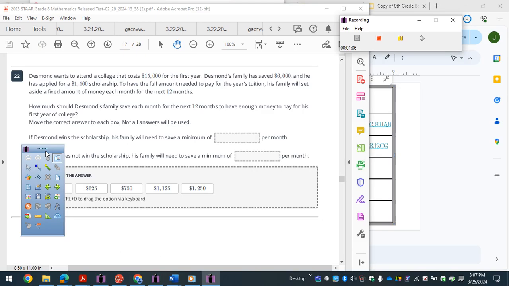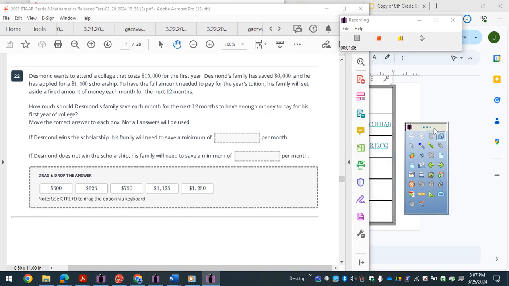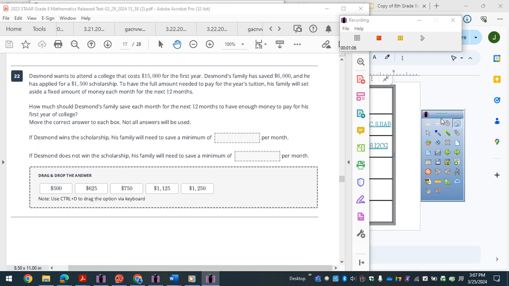Okay, so let's see what's going on. This one here, Desmond wants to pay for college. It costs $50,000 for the first year. Desmond's family has raised $6,000 and he has applied for 1,500 in scholarships. He has applied for that for a month of tuition. He sets aside a fixed amount each month for the next 12 months. How much should Desmond save each month for the next 12 months to have enough to pay for the first year of college if Desmond wins a scholarship?